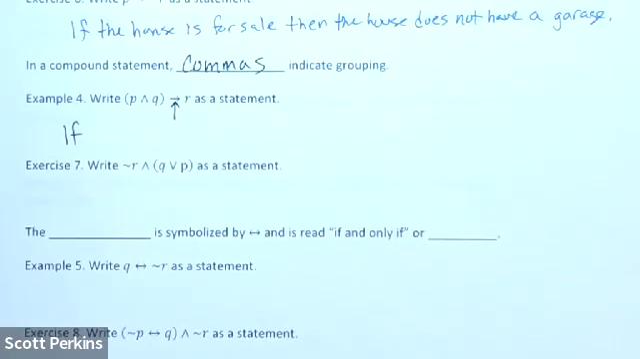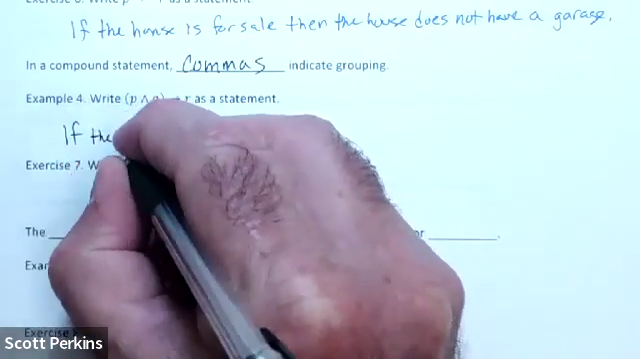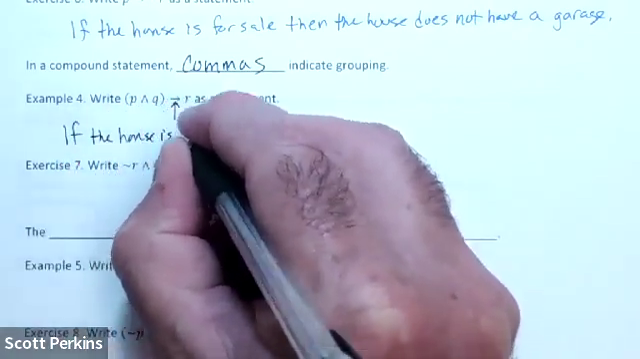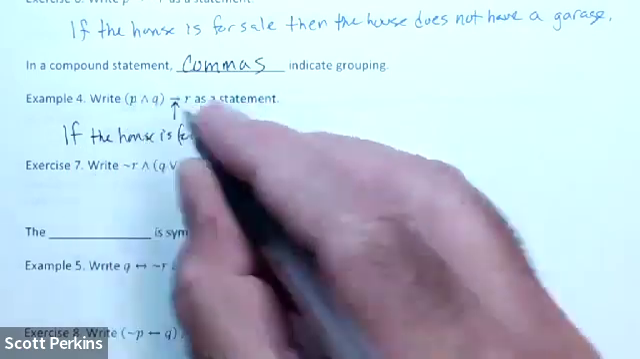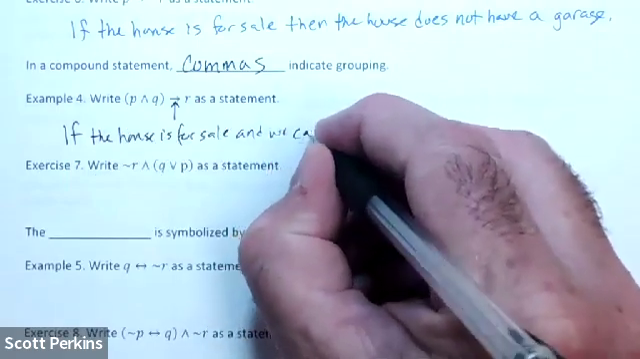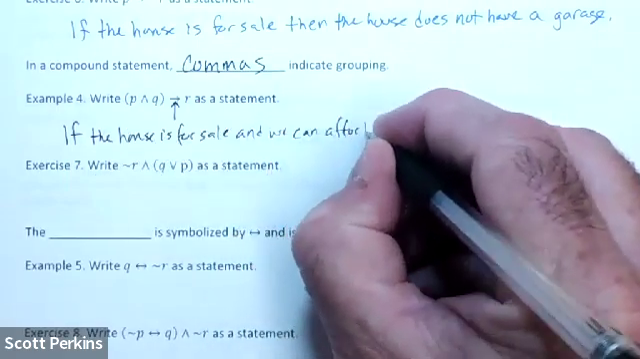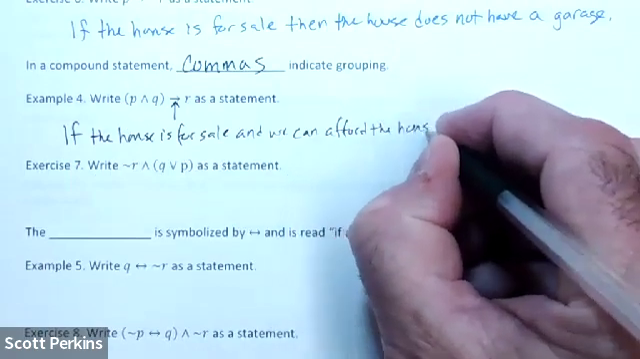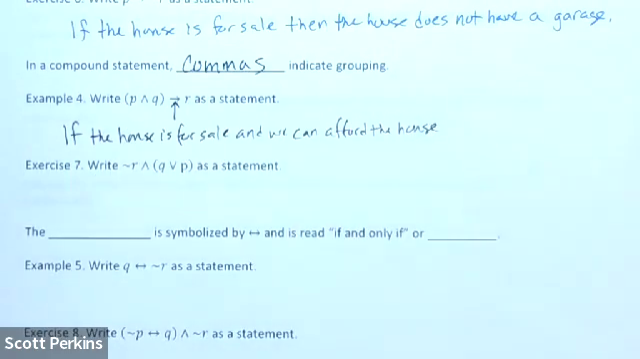And so here we go. If the house is for sale, and Q, we can afford the house, then I'm going to stop. I'm going to let you catch up with me. So if the house is for sale and we can afford the house, and I'm pausing so that you can get up to the same point as me, because now I'm going to show you, and it's not super hard, how do I represent the fact that those two statements are grouped in parentheses? They go together.